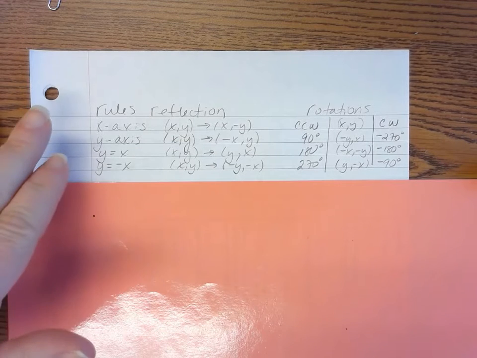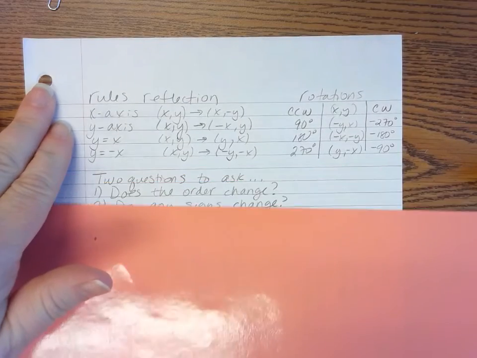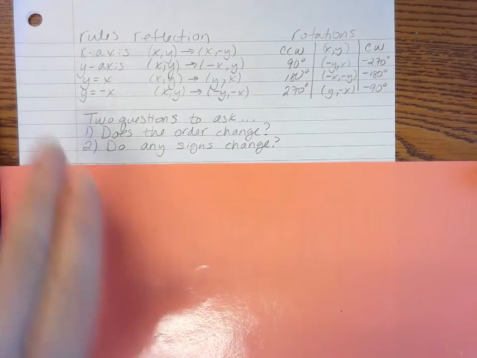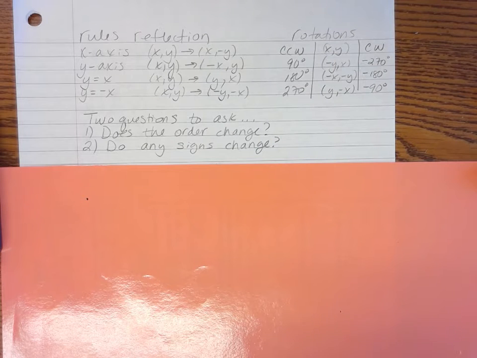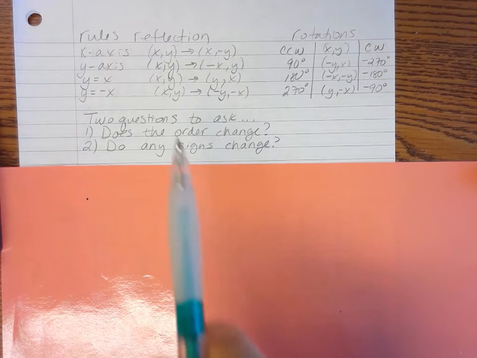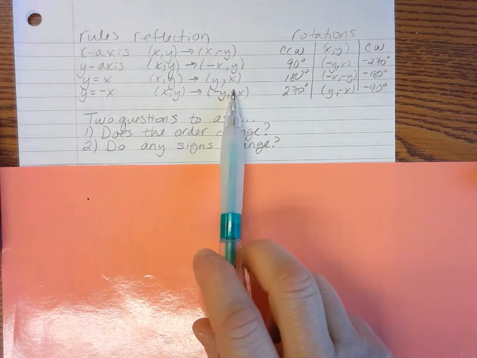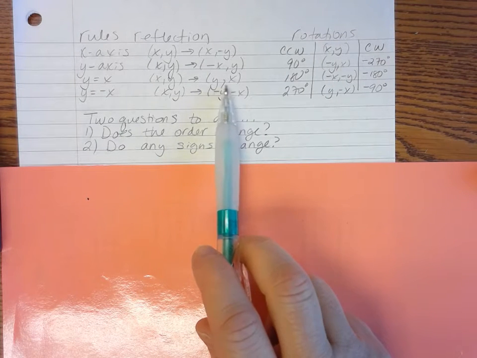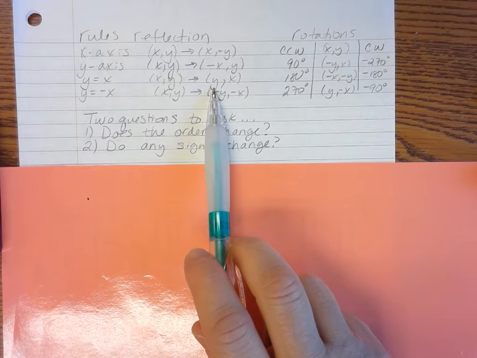When you're trying to decide what to do when you have a rule, there's two questions that you need to ask yourself. And those two questions are, does the order change and do any of the signs change? And the way that you tell for question number one, does the order change, is you look to see if the y is first in your rule. So if y is first in your rule, then you're going to be changing the order of the numbers in your ordered pair. So for example, this one we would change the order.